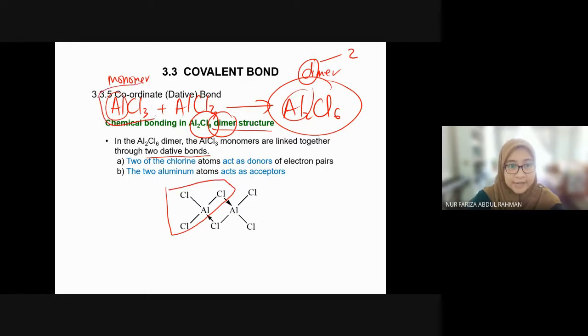AlCl3, like I said just now, and this is the second molecule, guys. How can the bond form here? Here, Al is the acceptor. This is molecule 1, this is molecule 2. Cl from molecule 2 will behave as the donor. Remember, it actually has lone pairs here. You have to show them, so maybe you can add in the lone pairs. So 1, 2, 3, 4.